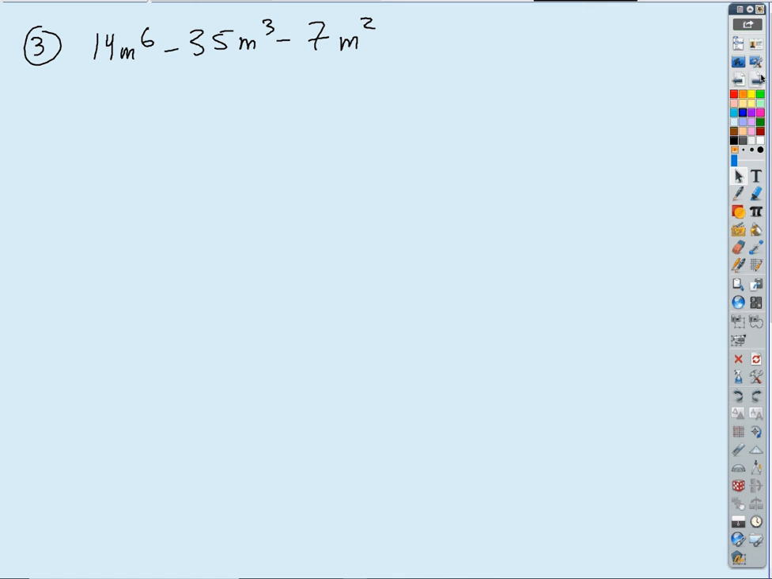Let's try another one. How about this one? What's my greatest common factor? So what's the biggest number that divides into all those? I think I heard it. Oh, 7. There you go. Okay, and then I've got m's. What's the biggest power of m I can undistribute? There you go, an m squared. And then what would be left behind if I wanted to write this as a product of factors? I've got my greatest common factor, which is 7m squared, and what would be left behind?